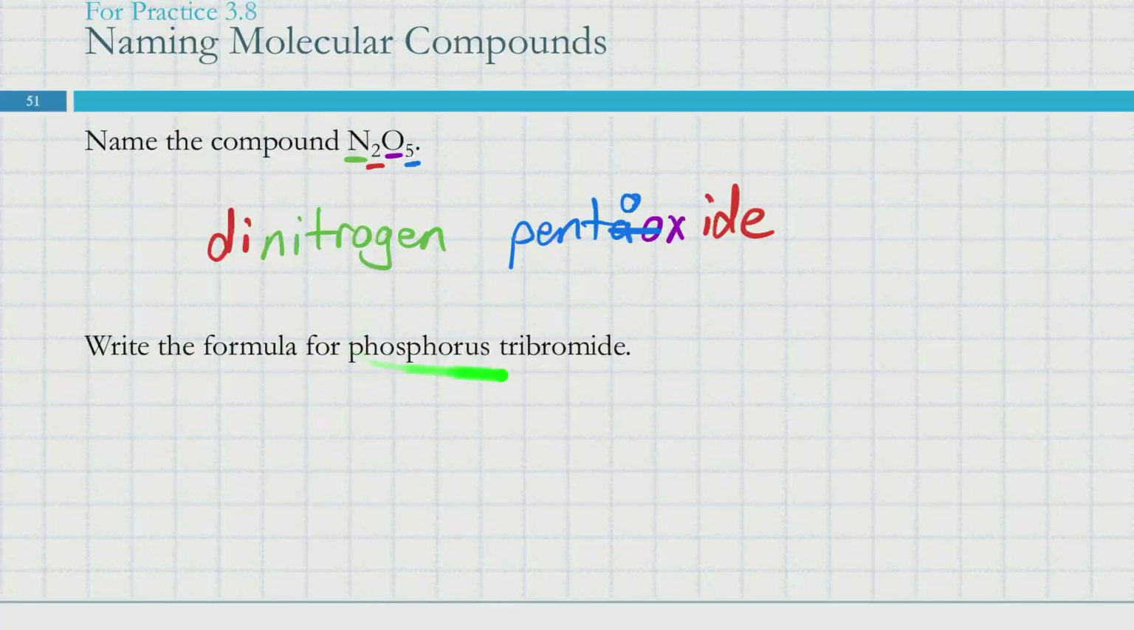All right, we want the formula for phosphorus tribromide. What is our first element? Phosphorus. How many phosphoruses do we have? We've got 1, so P for phosphorus. And then our prefix 3, tri, tells us that we've got 3 of what element? Bromine. So this is PBr3.